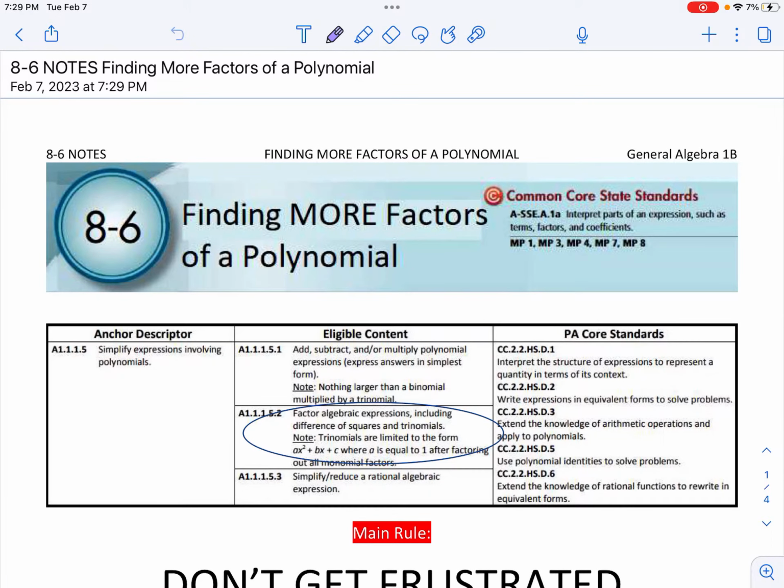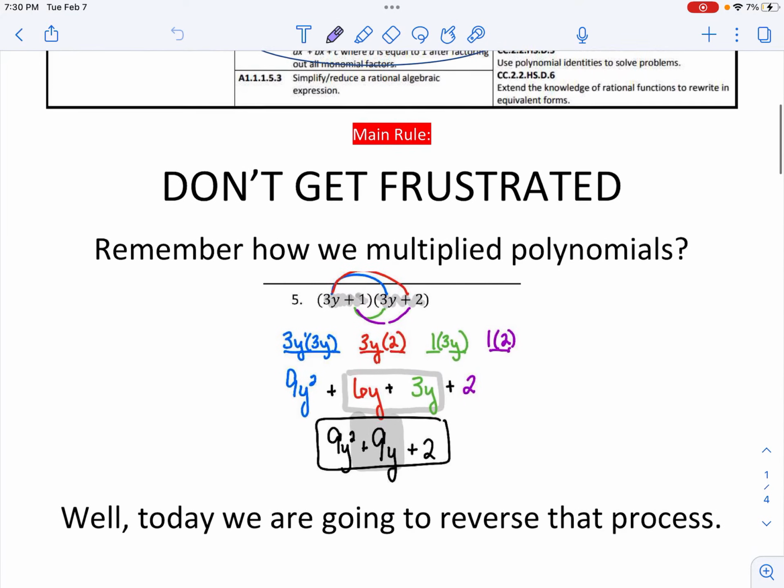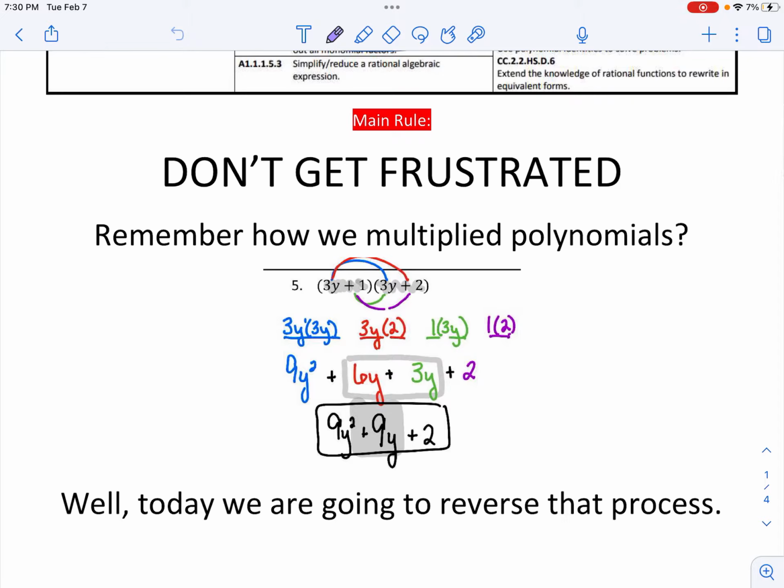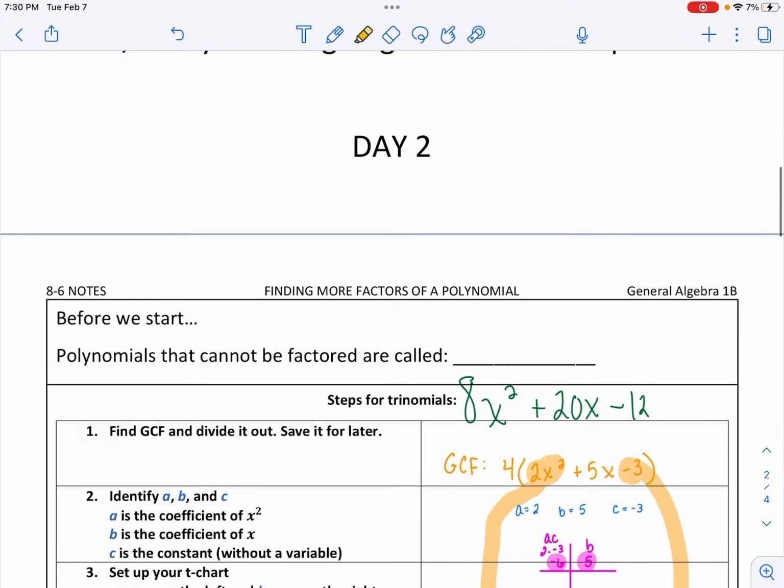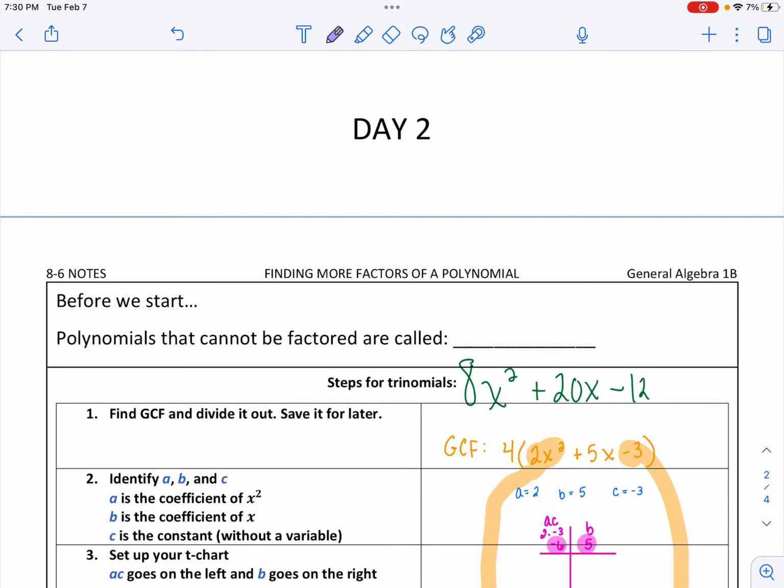All right, we are moving into the second day of factoring with finding more factors of a polynomial. Your main rule is still don't get frustrated. Remember, we're undoing the multiplication process and we're dividing this into its factors. So we would be starting with a polynomial and ending with the polynomial in factored form. This is day 2. Remember that if something cannot get factored, like only one in itself, it is called prime.